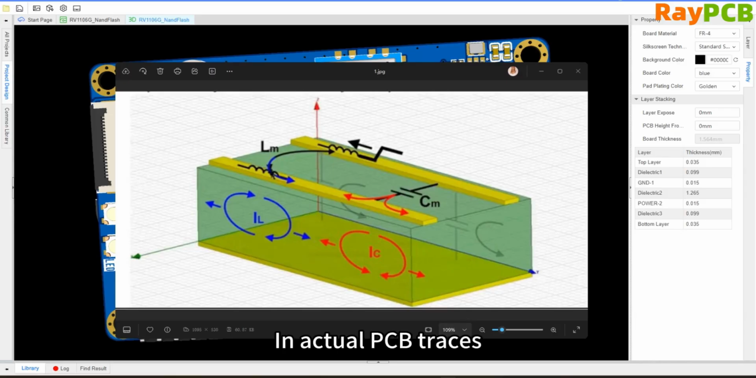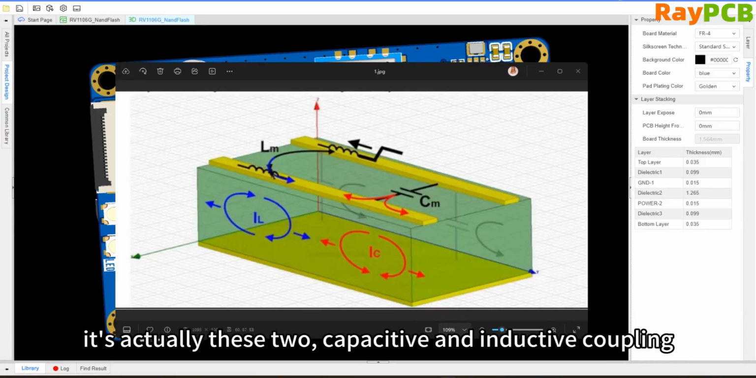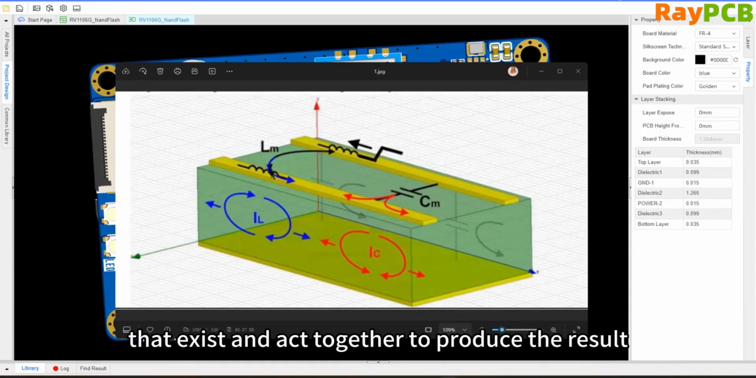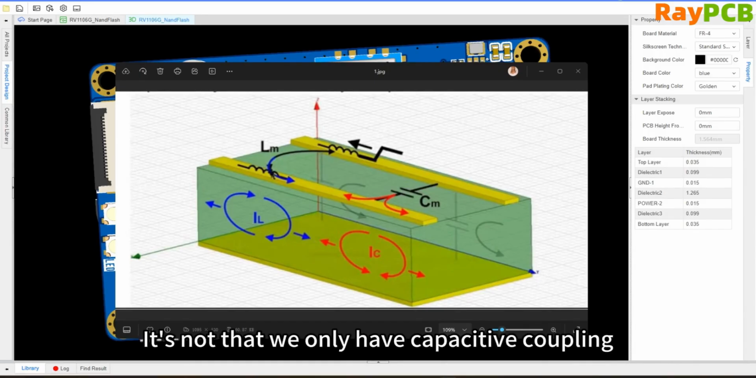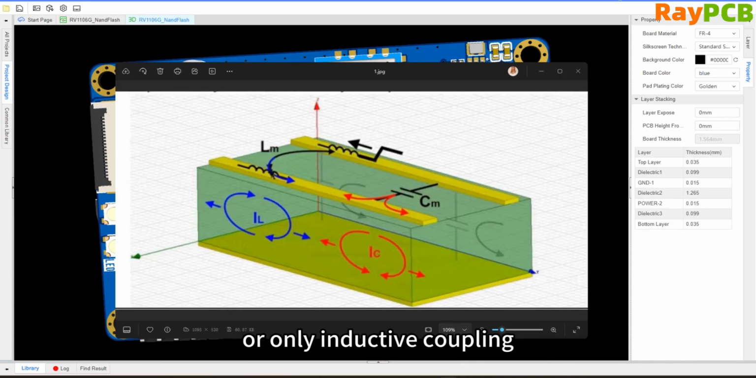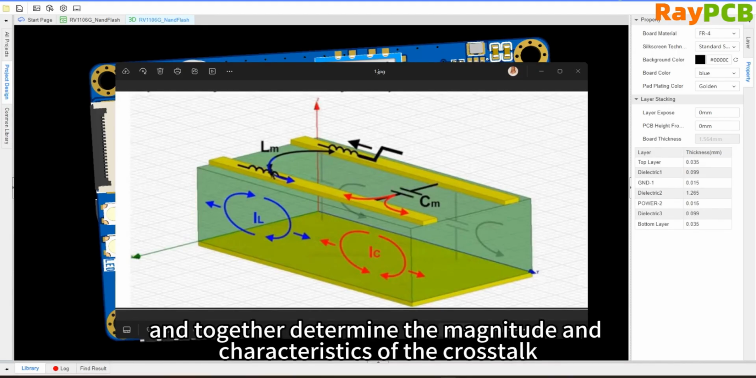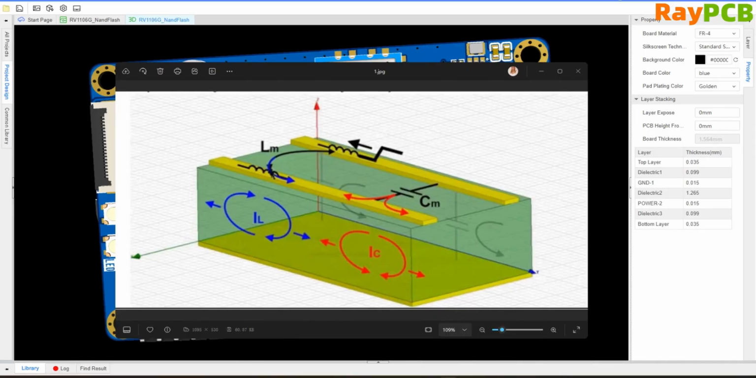Furthermore, in actual PCB routing, both capacitive coupling and inductive coupling coexist and work together to produce the result. It's not the case that we only have capacitive coupling or only inductive coupling. They exist simultaneously and together determine the magnitude and characteristics of crosstalk.